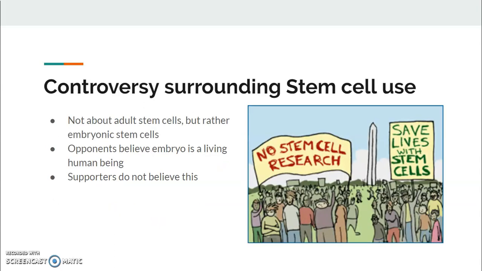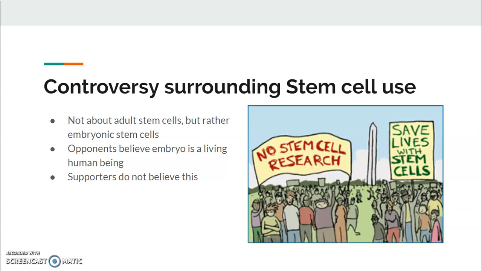There's actually some controversy surrounding stem cell use. Not so much about adult stem cells, but rather the embryonic stem cells. There's two sides to this. One side believes that the embryo that is being used for the stem cells is a living human being, so they're very against using it for stem cells because it would be considered killing a human being.